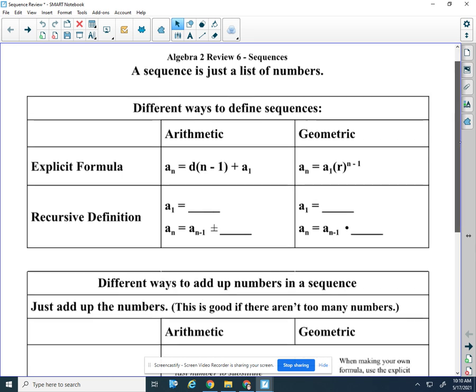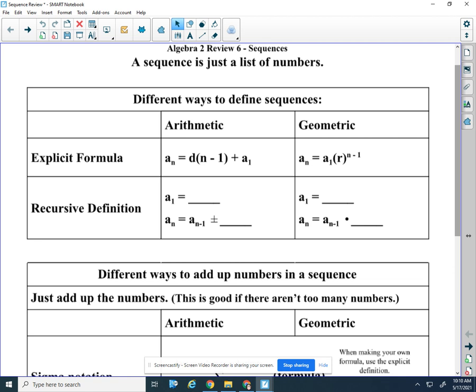This is just kind of a breakdown of the different types of sequences. Remember, sequence is a list of numbers that has a pattern. And you can have, in our course, arithmetic or geometric. From there, you have the explicit formula, which allows you to jump right to whatever number you want. Here's the formula for arithmetic. Here's the formula for geometric.